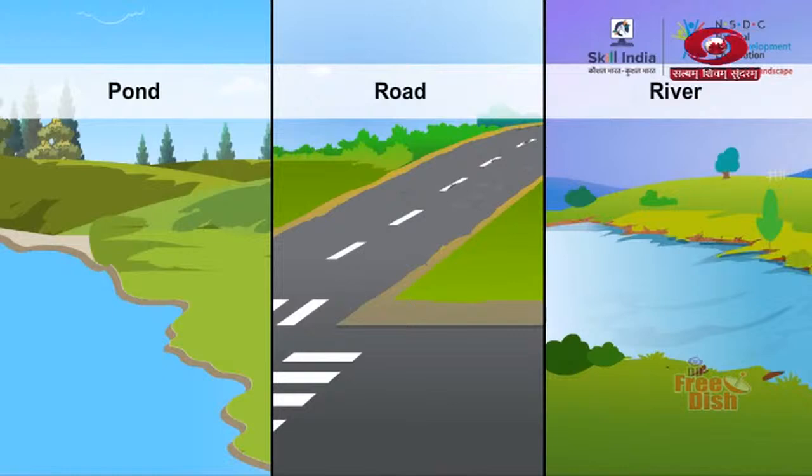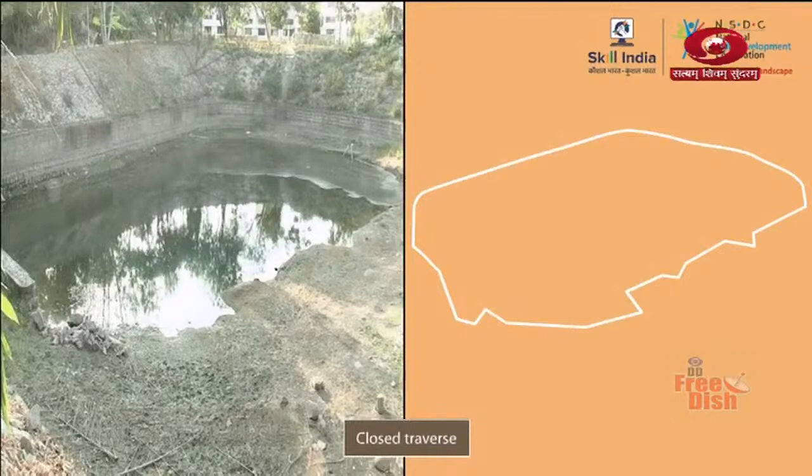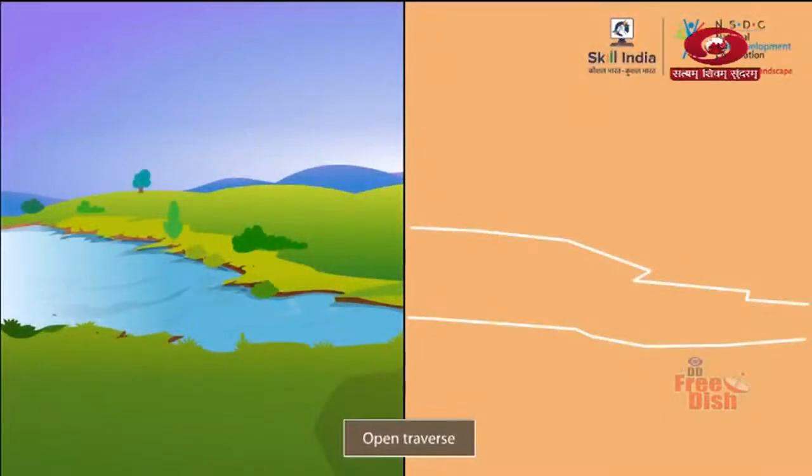You have just seen that you can depict the irregularly shaped ground features like lakes, rivers or roads with the help of traversing. When the connected survey lines form a loop or a polygon around the ground feature, as in the case of a pond, it is called a closed traverse. When the connected lines form an unjoined pair along the ground feature, as in the case of a river or a road, it is called an open traverse.